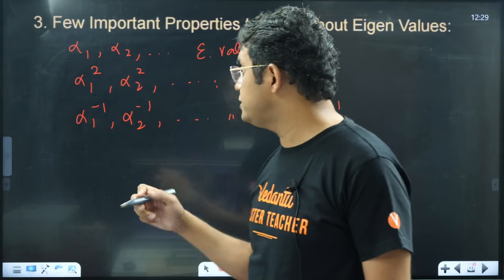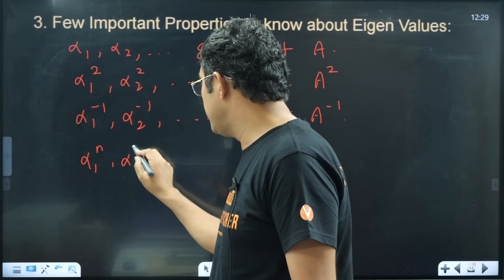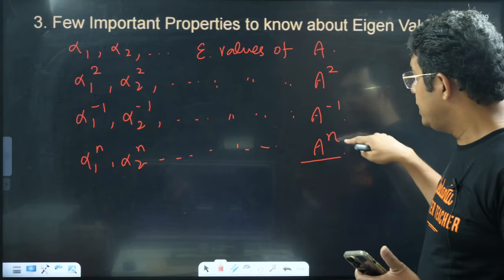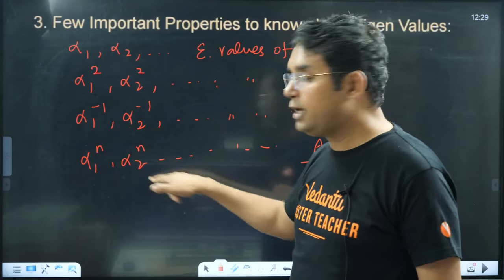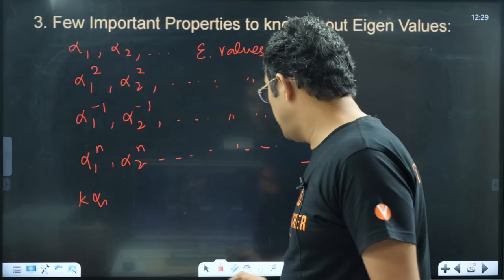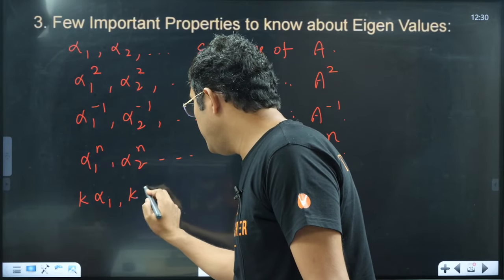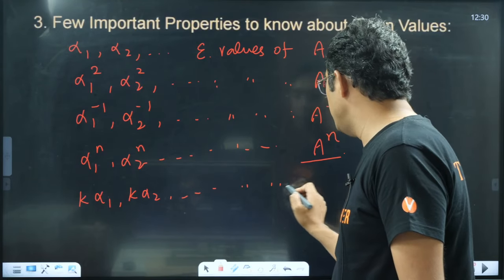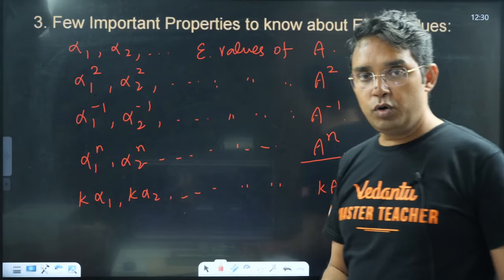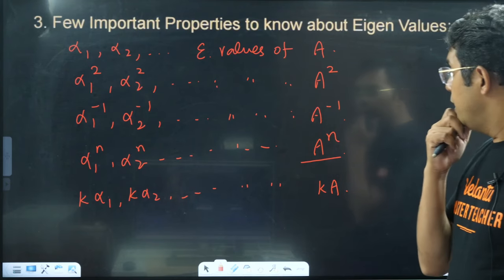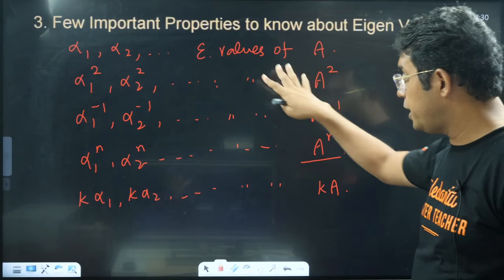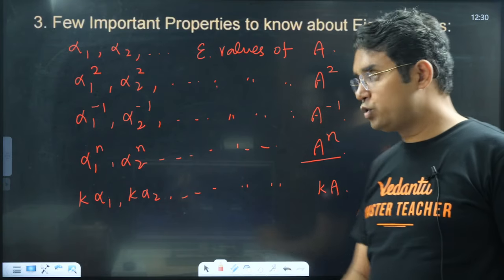Similarly, in general, alpha 1 power n, alpha 2 power n and so on will be eigenvalues of A power n. In fact, if you multiply A by K, your eigenvalues will be K into alpha 1, K into alpha 2 and so on, the eigenvalues of K into A. These are a few things I am talking about here, and then I'll show you their use in our questions. The proofs of these properties, like why alpha 1 square, alpha 2 square will be eigenvalues of A square, I have given in my session notes. Please go through it.